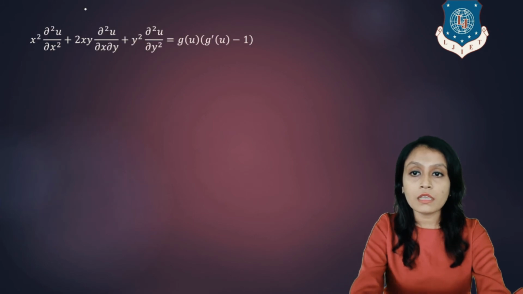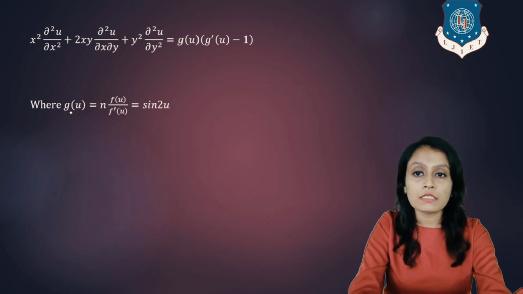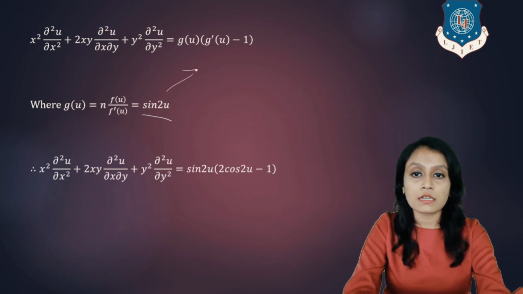Now, the another thing, that is x square del square u by del x square plus 2xy del square u by del x del y plus y square del square u by del y square is given by the formula g(u) into g'(u) minus 1. Now g(u) is what? That is n f(u) upon f'(u). Okay, now that is sine 2u. Okay, the previous answer. Now we have to substitute this answer in formula.